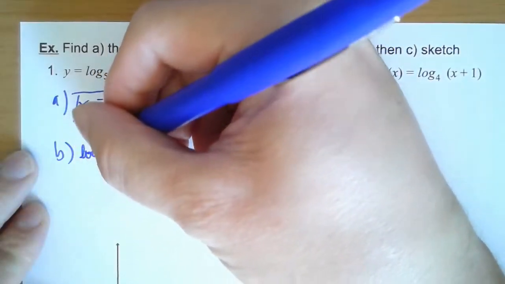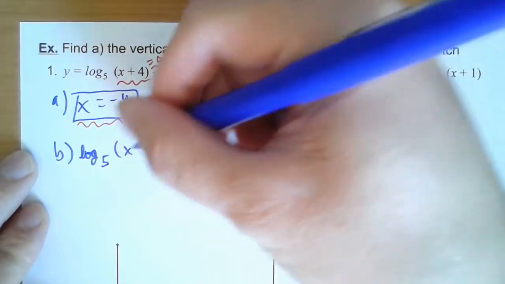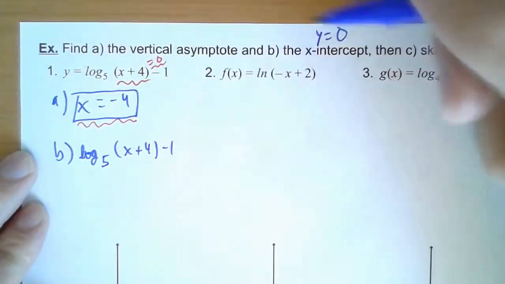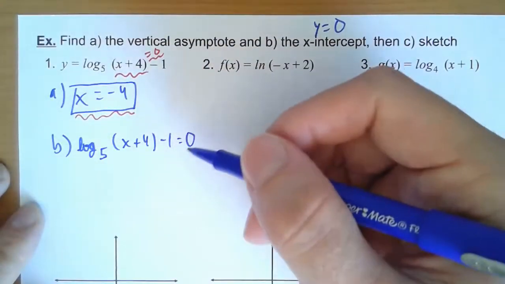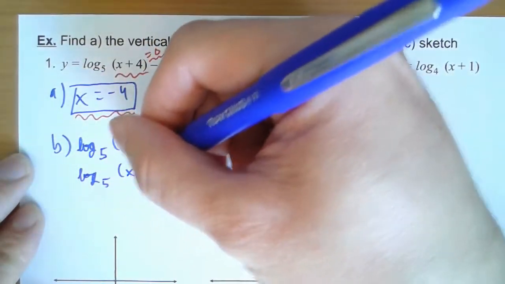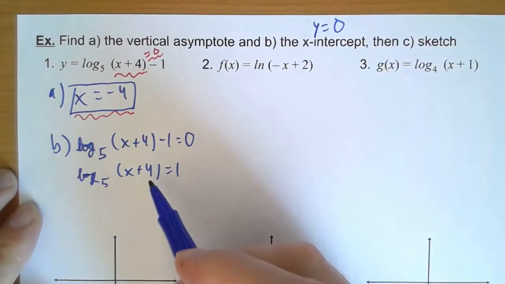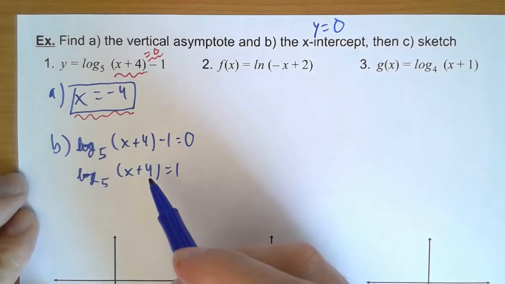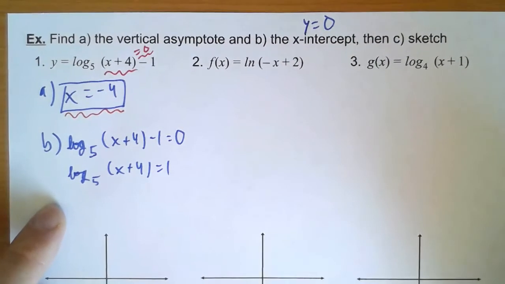So we would take log base 5 of x plus 4 minus 1 and set that equal to 0. So, of course, we can add the 1 over. The 1's outside the log, so we're free to move it over. But then the plus 4 is trapped inside the log, so I can't touch that 4 right now. So you might feel kind of stuck. Not sure what your next step is.